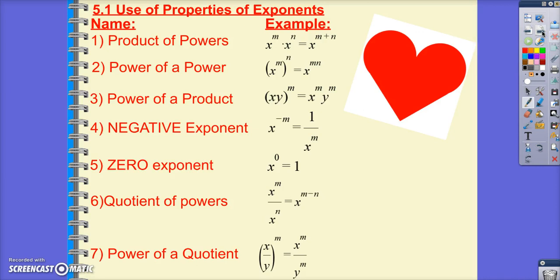So let's take a look at all these properties here if you want to read over them. 5.1, use of properties of exponents. We sort of reviewed them a little bit in the problems of the day there. First one's product of powers. What that means is if you have the same base, you could add the exponents. Power of a power is where you multiply the powers together. Power of a product, you distribute the m exponent to both. Negative exponent, we never like to deal in the final answer as a negative, so we flip it. Zero exponent, anything to 0 power is 1. Quotient of powers is where we subtract the exponents, and power of a quotient is distributing the power to each of them.